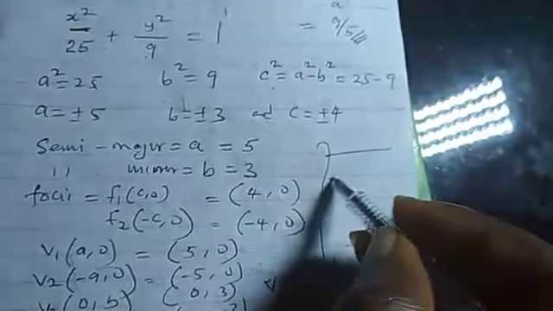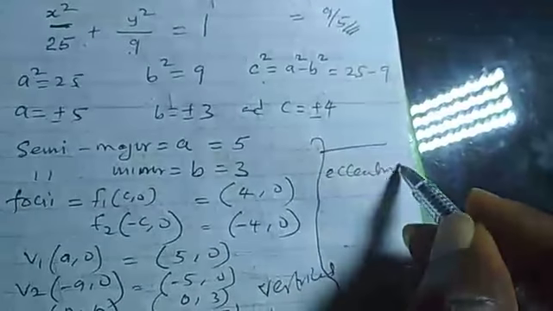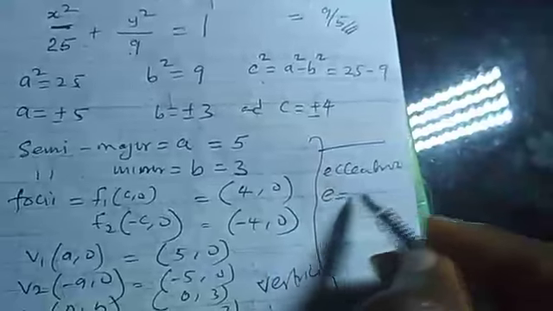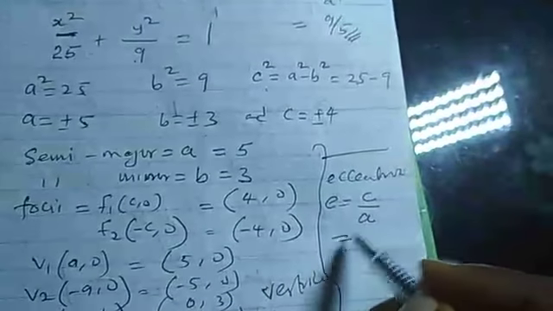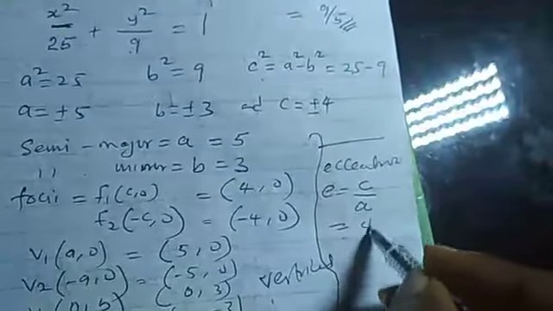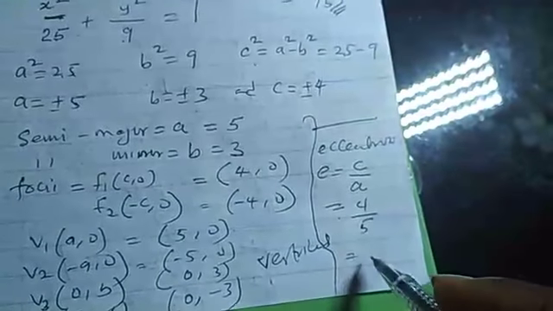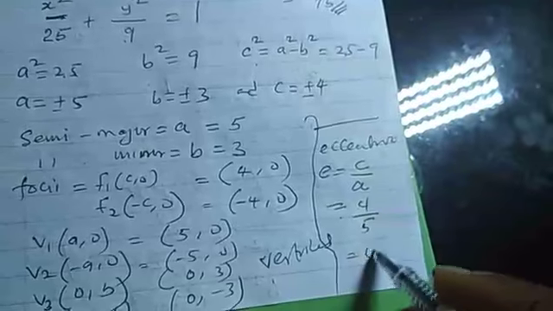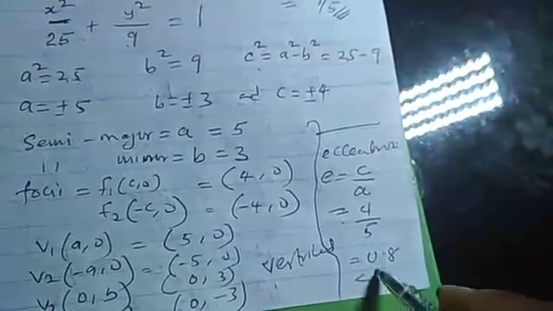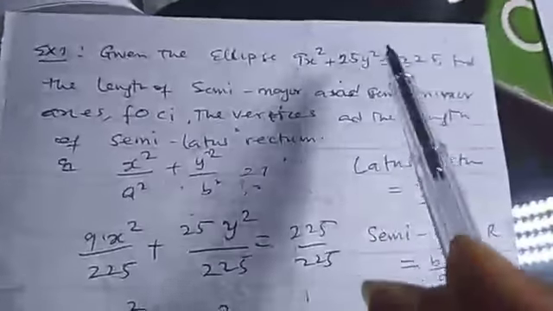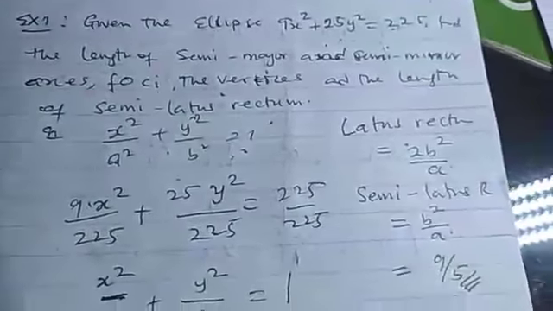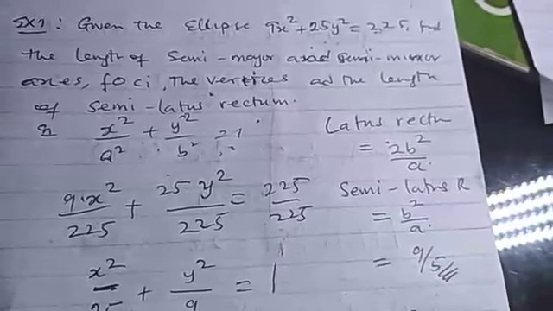If I could remember, eccentricity is given as e equals c over a. So what's our c? Our c is 4 over our a is 5. So 4 over 5, this can be 0.8. It's less than 1. So this is the eccentricity of this ellipse.